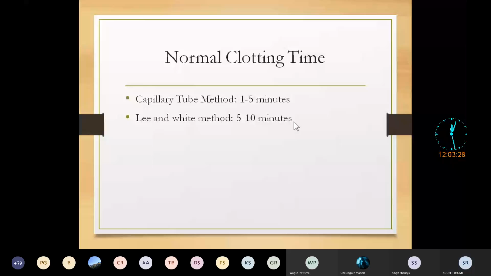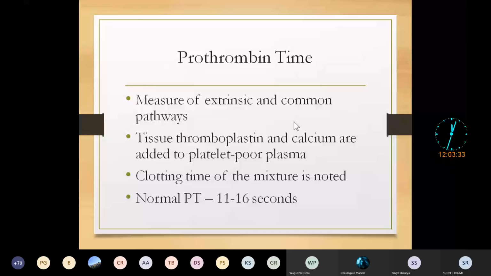Okay, now the prothrombin time. The prothrombin time measures the extrinsic and the common pathway. Extrinsic means where the factor 7 was there, the tissue factor and the factor 7. Okay, here in prothrombin time we add tissue thromboplastin and calcium, which are added to the platelet poor plasma.